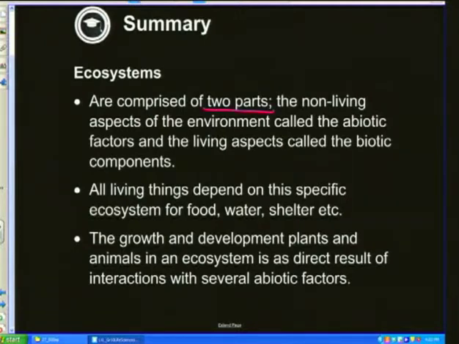Ecosystems are comprised of 2 parts: non-living, called abiotic, and living aspects, called biotic. All the living things depend on the specific ecosystem for food, water and shelter. The growth and development of plants and animals in the ecosystem is a direct result of interactions with the several abiotic factors.